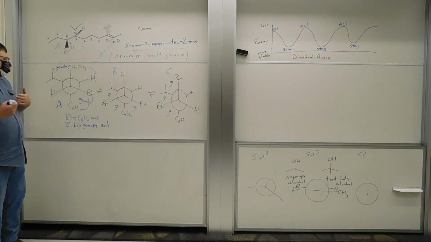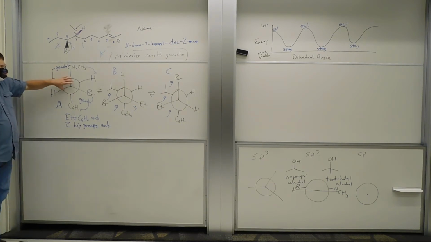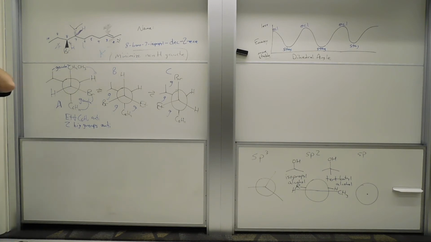And then, so if we look at B and C, the big group on the front carbon is ethyl. Why do I say ethyl is bigger than bromine? More C's. It's got a larger volume. So really what we're looking at here is volume, not mass. An ethyl group weighs less than a bromine. But a bromine's just one atom. Doesn't take up that much space.